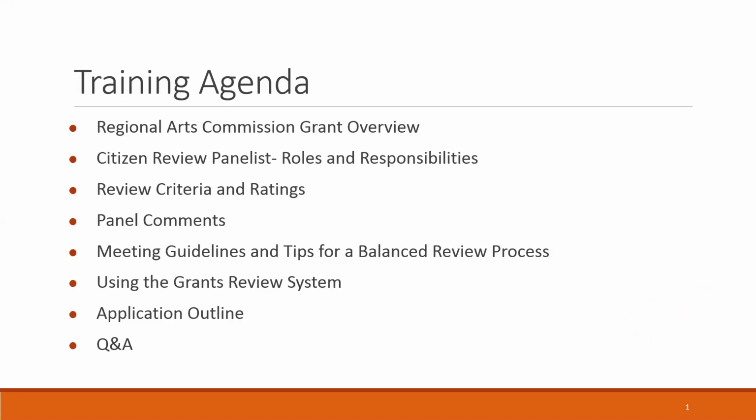Okay, so the topics for today, I am going to briefly go over RAC's grant making so that you get the full picture of the Regional Arts Commission and all that we do. We'll be going over the roles and responsibilities that you have as a citizen review panelist. We will be taking a close look at the review criteria and how we rate applications. We'll discuss panel comments, what we're looking for in panel comments and how we use those comments. We'll also be talking about the meeting format and how we're going to go about doing the review process. I will point out the grant review system and take a look at the application as a whole. And of course, there's time for questions and answers.